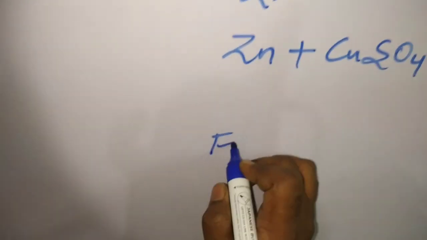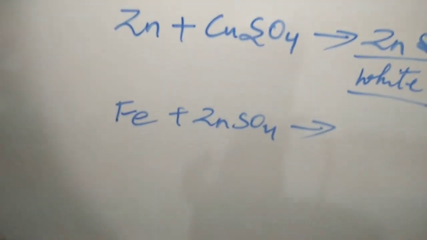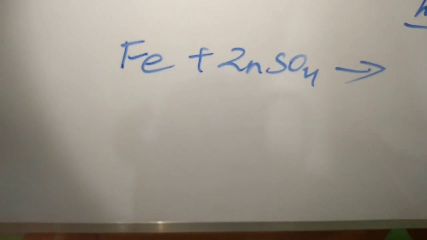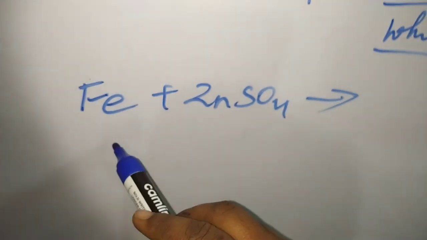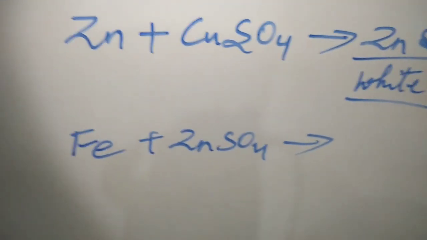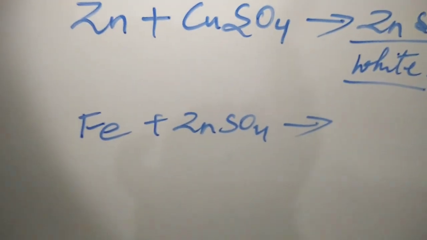But what will happen when iron will react with ZnSO4? Students, it will not react. No reaction will take place. Why? Because iron is less reactive compared to zinc. Because in the reactivity series only we see that Fe is placed below the zinc. Yes, that's why Fe can't displace Zn to form the compound FeSO4. Okay, students, so no reaction will take place.